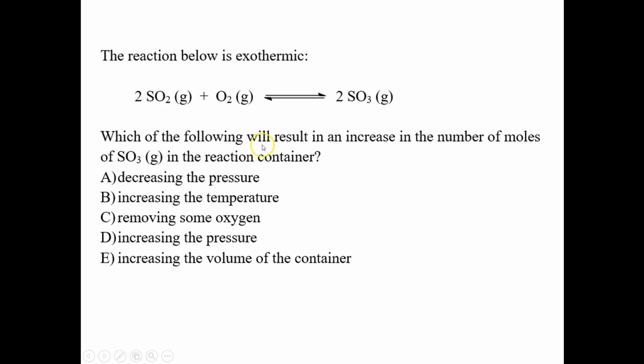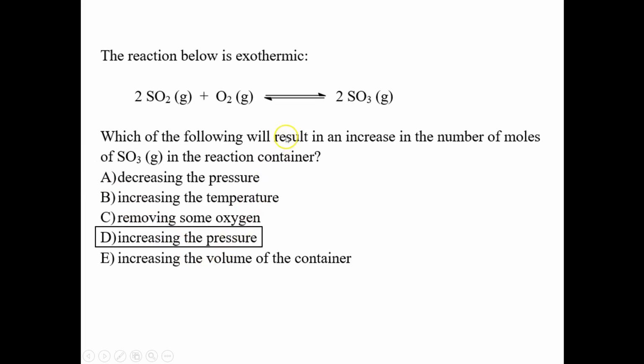What about increasing the pressure? Increasing the pressure on a gaseous reaction is going to shift it toward the side that has fewer moles. The right side here has fewer moles than the left, so D is looking pretty good. Let's just check E, increasing the volume of the container. Well, increasing the volume of a container in a gaseous reaction is the same as decreasing the pressure. We've already decided that decreasing the pressure is not the correct answer. And therefore, the correct answer is D.